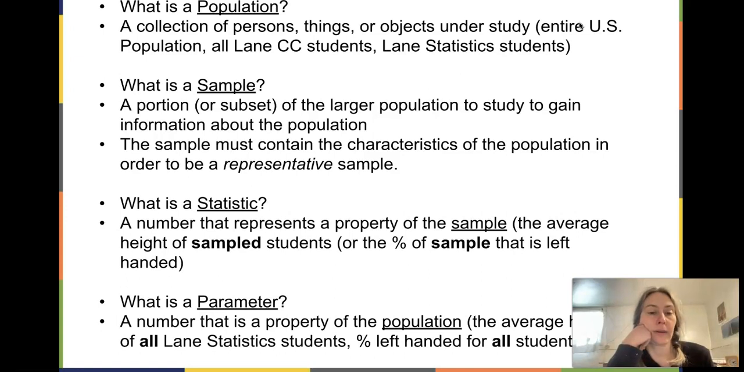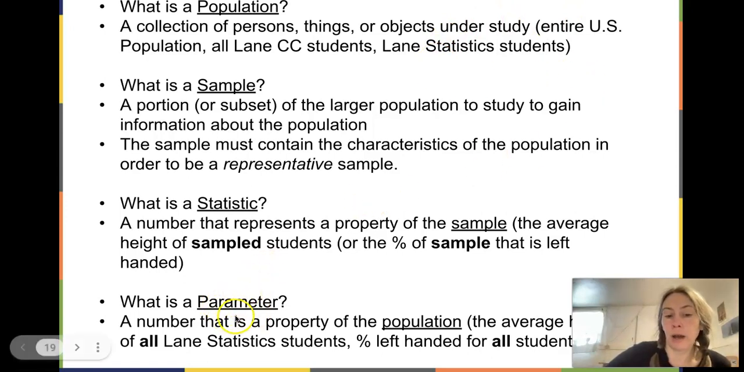Now, the statistic is going to either be the average or the percentage, but it comes out of the sample. So that's what you need to remember. And S goes with S, so a statistic comes from a sample. The average height is a statistic, or the percent of my students who are left-handed, that would also be a statistic. A parameter is a property of the entire population. And the parameter is often unknown unless we literally could survey every single person in the population.